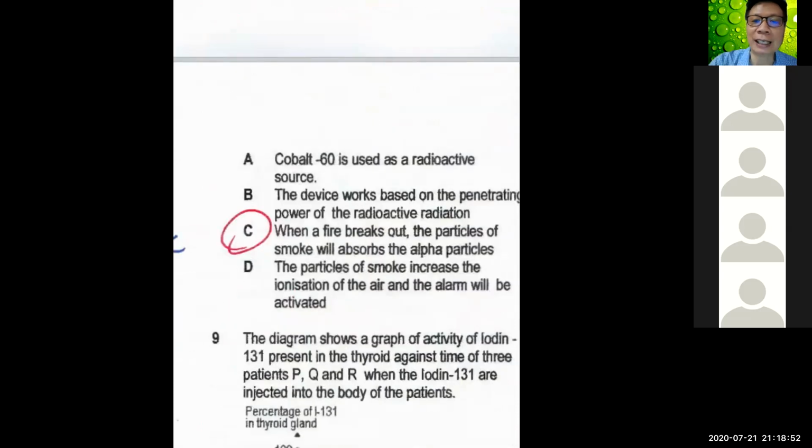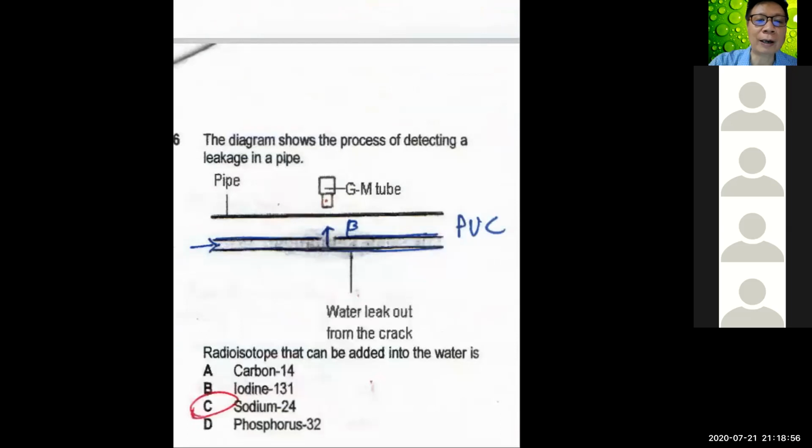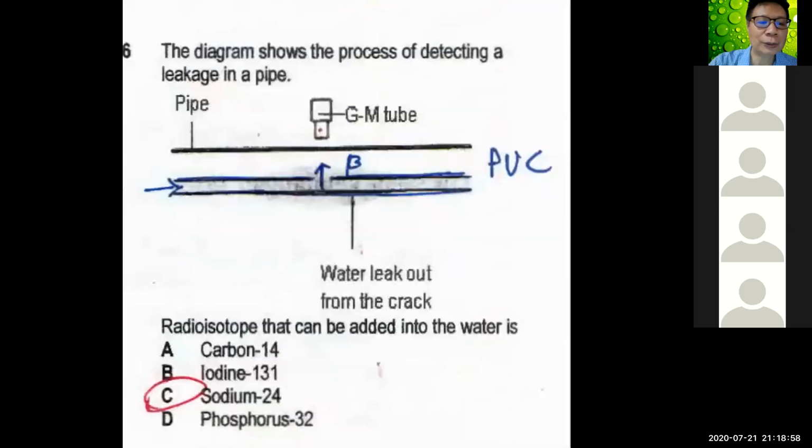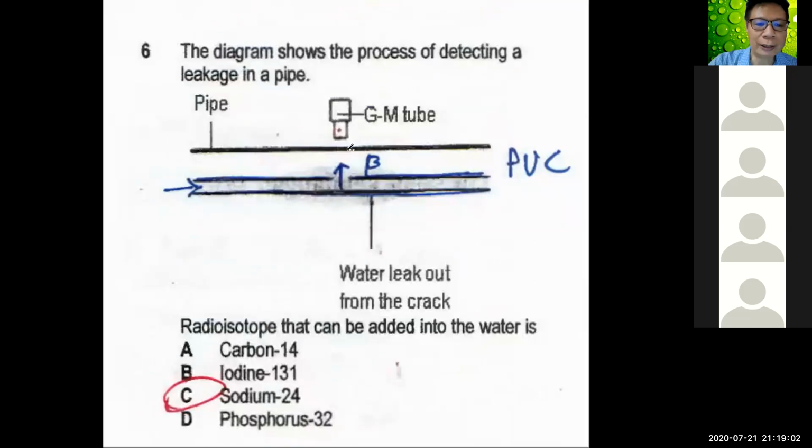Number 6, I think we have discussed already the other day, right? The case of underground pipe, this one uses sodium-24 to check whether the underground pipe has a leak or not. So this sodium-24 will release beta. So the beta comes out, then is detected here, okay? Yeah, this one is okay already.